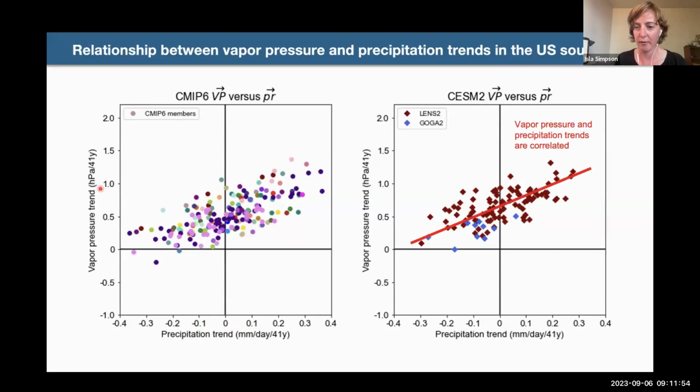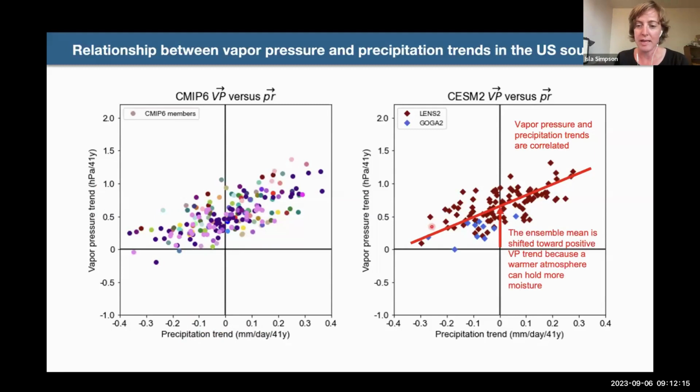One is that the vapor pressure trend is correlated with precipitation trend across the model members. So if you have a member that has a bigger increase in precipitation, in this case in the large ensemble, that's just due to internal variability, you end up with a bigger increase in vapor pressure, and vice versa.